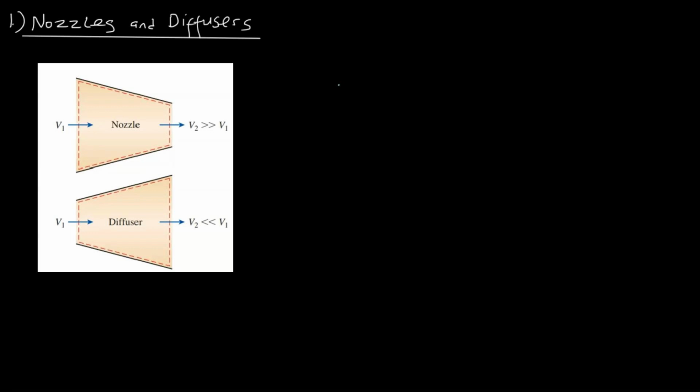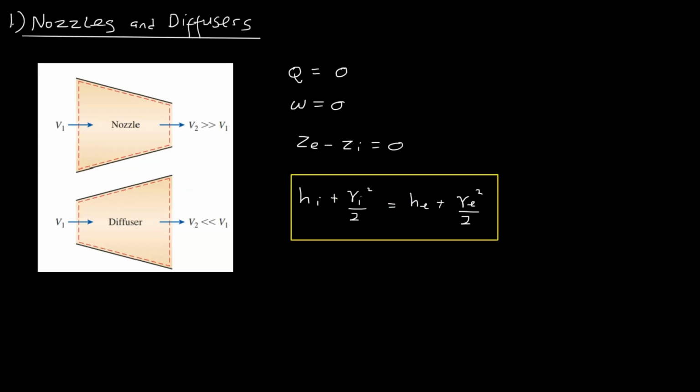The rate of heat transfer for a nozzle or diffuser is usually negligible, and no work is usually involved. The change in potential energy is often also negligible. We can therefore write our equation for nozzles and diffusers as the enthalpy at the inlet plus the square of inlet velocity divided by 2 equals the enthalpy at the exit plus the square of exit velocity divided by 2.